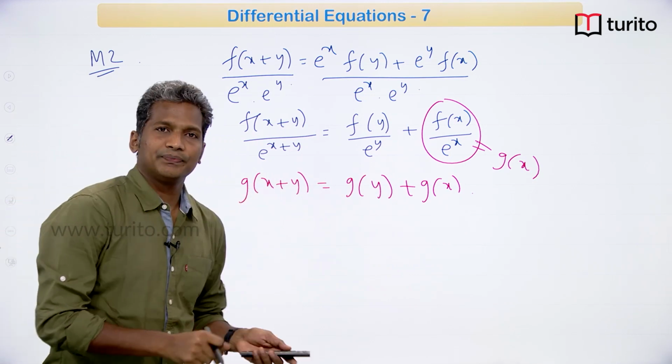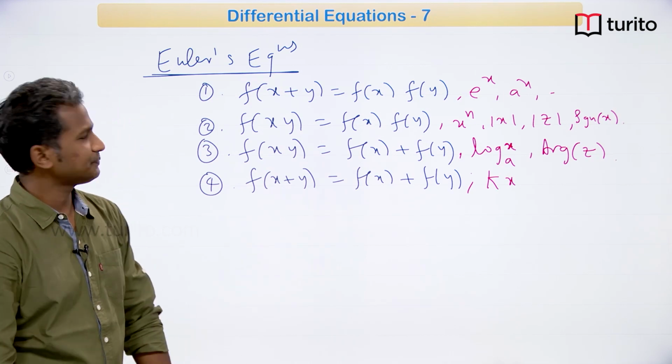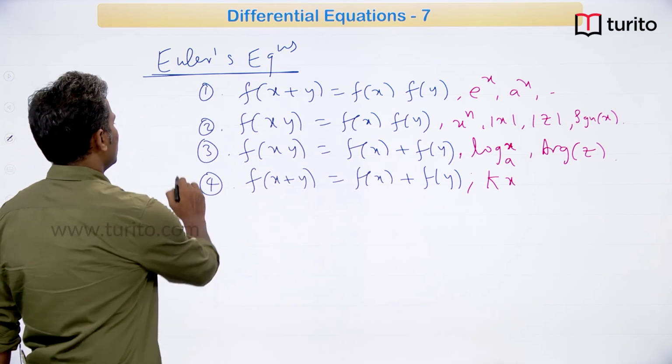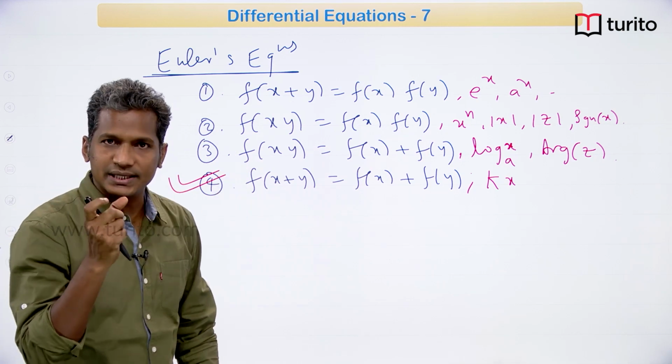Now look at this form. Is it in any one of the standard Euler's equations? Just see. It is in this fourth form. So what is the function that we can guess?